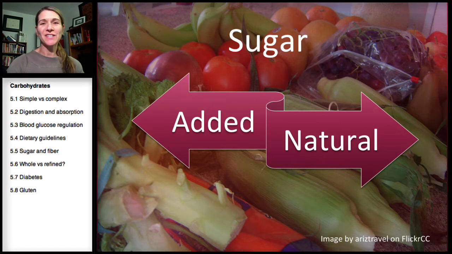Welcome to the fifth section on carbohydrates. This section is covering sugar.